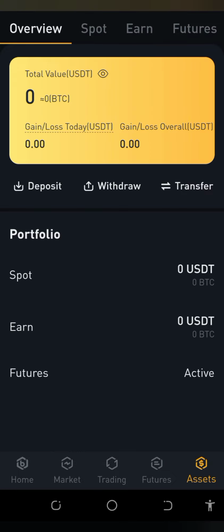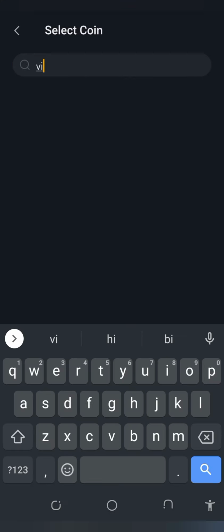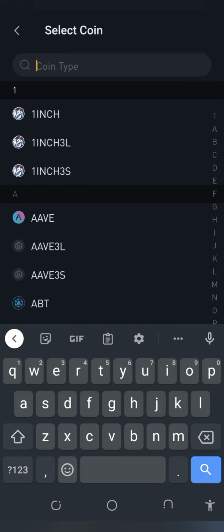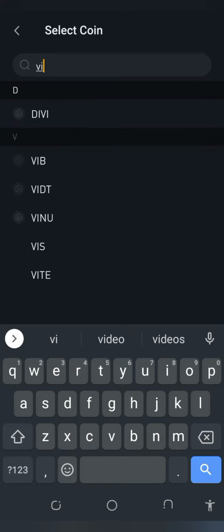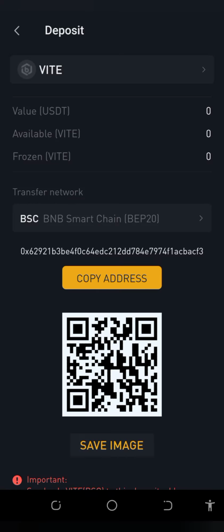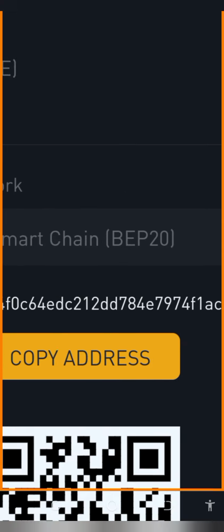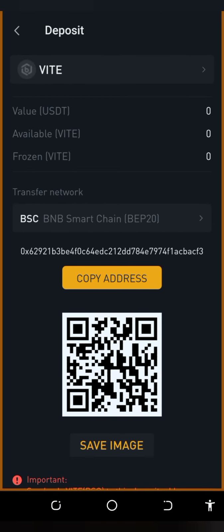Okay, so let's check the deposit and see which of the networks we're going to use. All right, let's check for VITE. Okay, here's VITE, and it should be BEP20. Good. So we're cool.